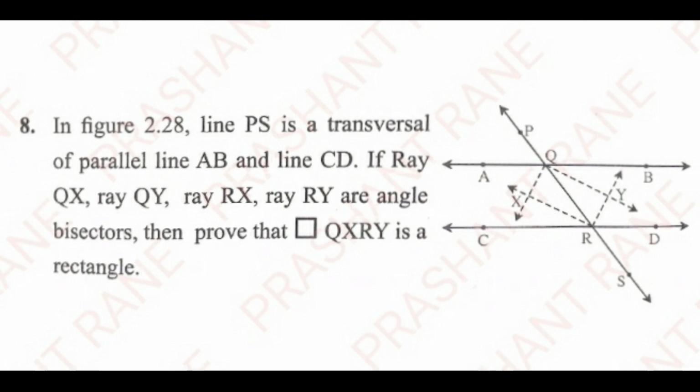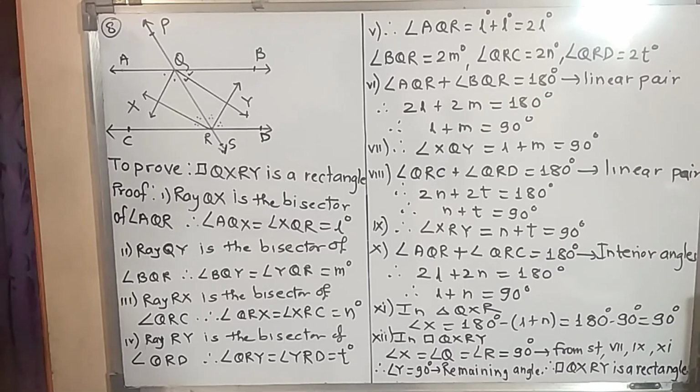Question number 8. In the figure, line PS is a transversal of parallel lines AB and CD. If rays QX, QY, RX and RY are angle bisectors, then prove that quadrilateral QXRY is a rectangle.